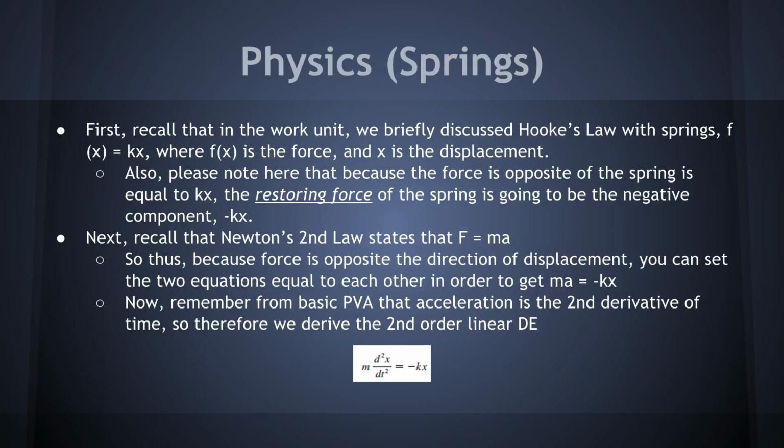Next, recall that Newton's second law states that force is equal to mass times acceleration. Because the force is opposite the direction of displacement, you can set the two equations equal to each other to get mass times acceleration equals negative kx. Now remember from basic position, velocity, acceleration, that acceleration is the second derivative with respect to time. So we derive the second order linear differential in the following format: the mass times the acceleration is equivalent to negative kx.